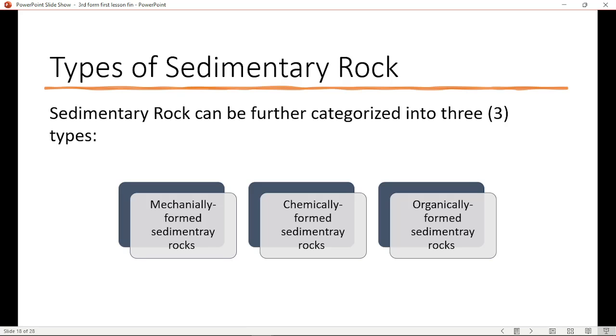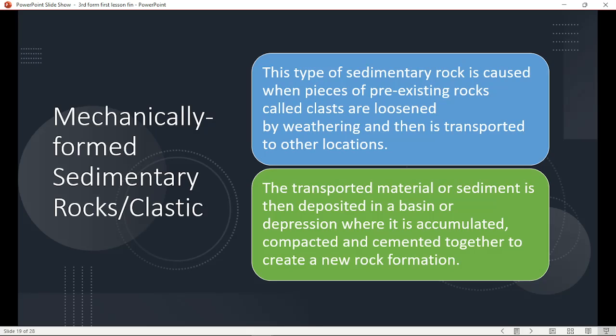Types of sedimentary rock. Sedimentary rock can be further categorized into three types: mechanically formed sedimentary rocks, chemically formed sedimentary rocks, and organically formed sedimentary rocks. Mechanically formed sedimentary rocks. Clastic.